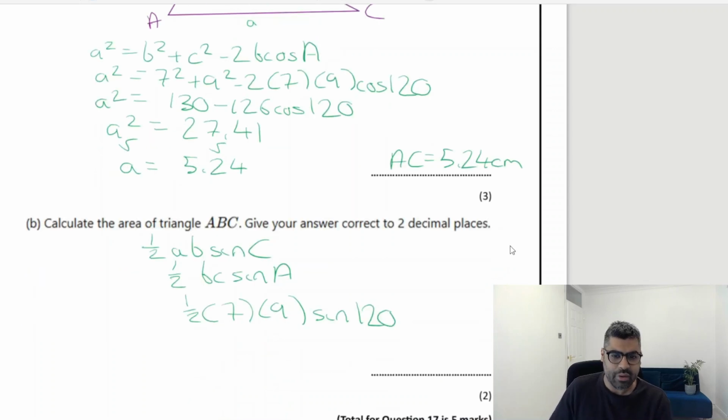Put that into the calculator, and you have 18.29 centimeters squared, and this is correct to 2 decimal places.